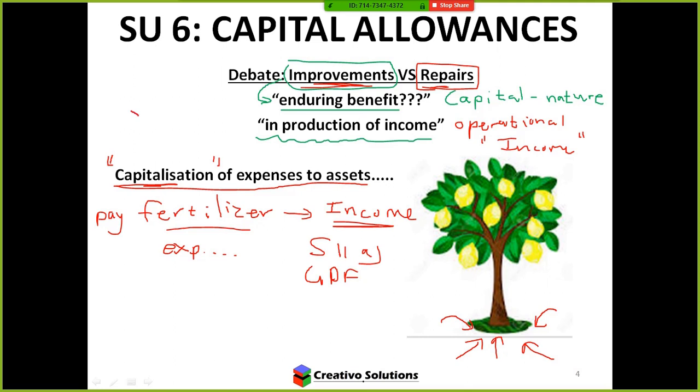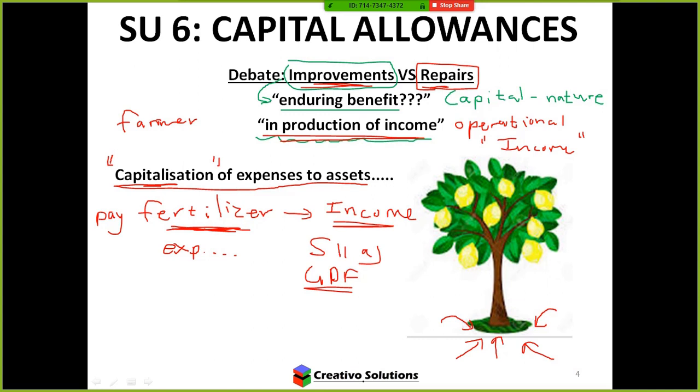But if I'm a farmer, and I am producing lemons, the fertilizer that I'm going to be purchasing, whatever I'm buying in terms of fertilizer would be an expense. That expense would fall under the general deduction formula. Right, so any fertilizer that's purchased in order to produce income, in other words, in order to produce the fruit, would be a general deduction. Okay, it would be part of the production.